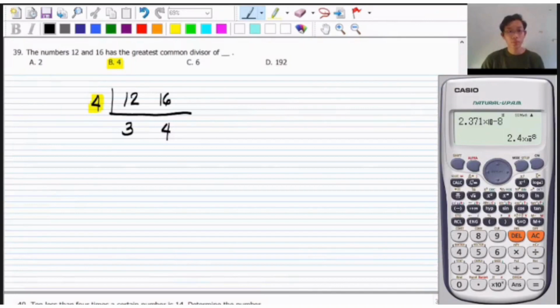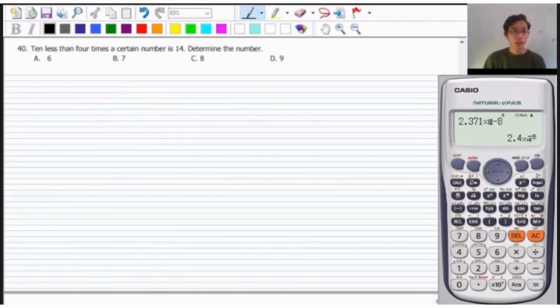For 40, 10 less than 4 times a certain number is 14. Determine the number. So, nasa worded problem na tayo. This is a number problem. Okay, sabi niya dyan, si 10 daw is less than 4 times certain number. Okay, let x the number. Then 10 less than 4 times a certain number. Paano yan natin gagawing equation?